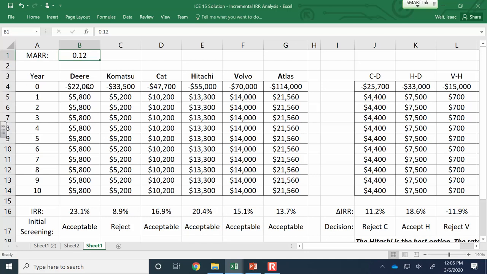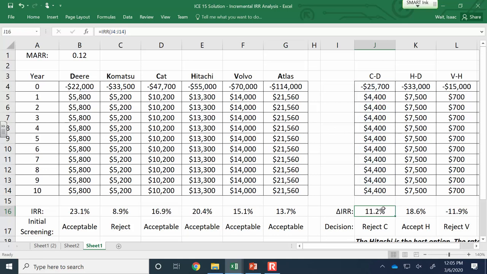And so ordering them from the cheapest on the left and progressively more expensive, we can only know what is the first matchup. The first matchup will be cat versus deer. And so here in this column, C minus D is the cost of the cat minus the cost of the deer. And so here's the incremental cost, the extra $25,000 that it costs, the incremental revenue for each, and then at the bottom I do the IRR on the incremental cash flow.